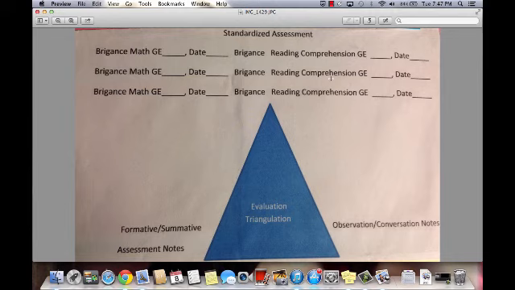Triangulation is a way of using data from all three forms of assessment to see where a student is in his or her learning. It combines results from standardized tests like the Brigance to results from tests or quizzes that the teacher might give and activities and homeworks, to what the teacher knows from observing the student and talking to the student.